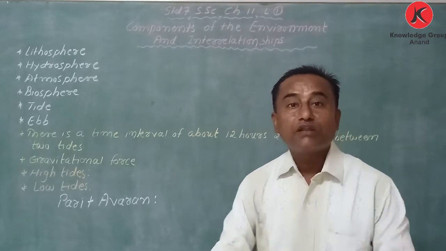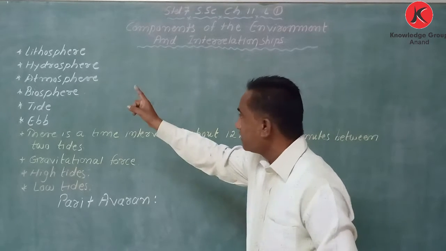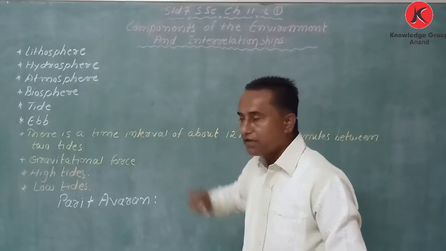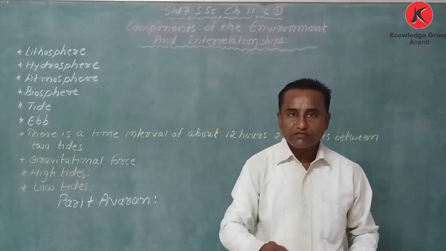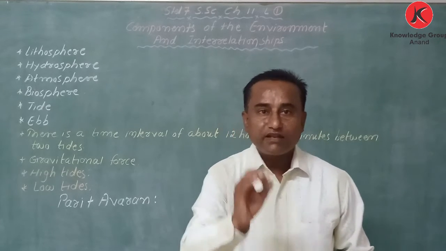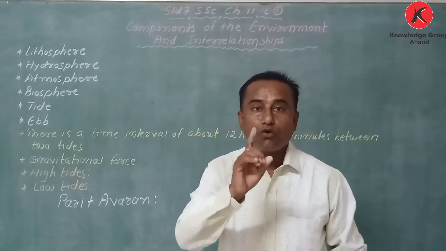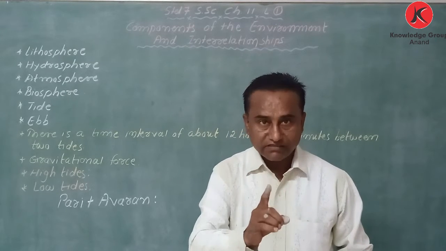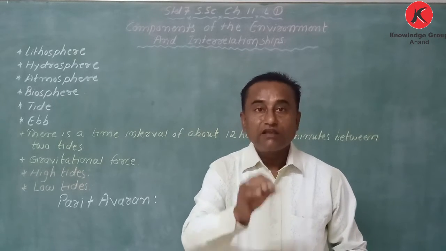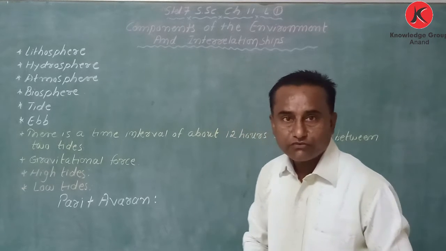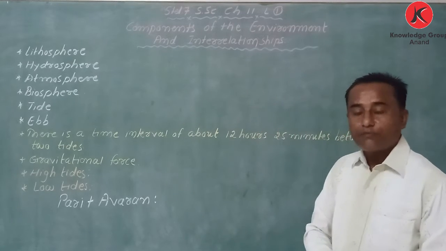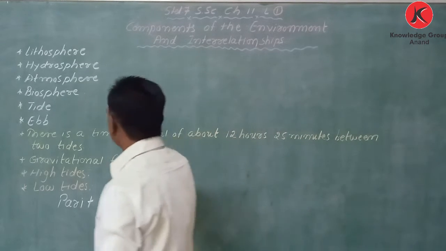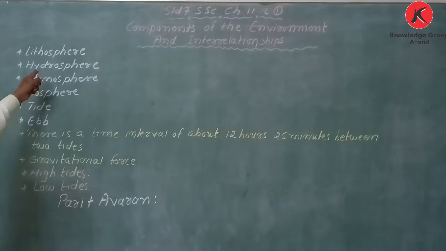So my dear student, on earth we found four spheres. Which are they? Lithosphere, hydrosphere, atmosphere and biosphere. Now when we consider spheres, one thing I would like to say: in the universe, only the earth has living things. We have already learned that in standard 6 also. So how many spheres are there? Four spheres: lithosphere, hydrosphere, atmosphere and biosphere.